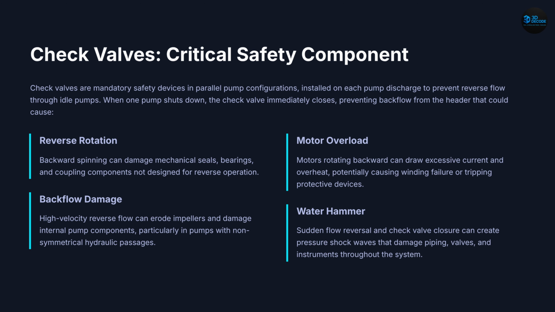Slide 12. Check valves. Check valves are essential in parallel systems. They prevent reverse flow when one pump stops. Without them, reverse rotation and damage can occur. This is a critical safety requirement.